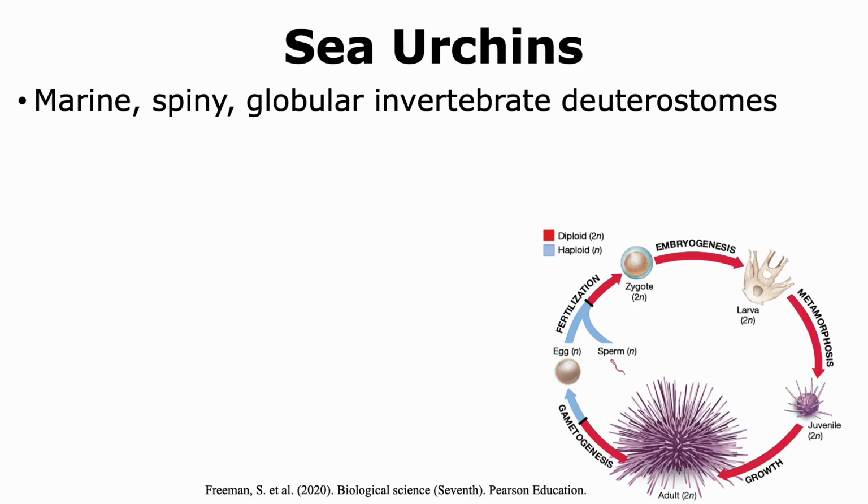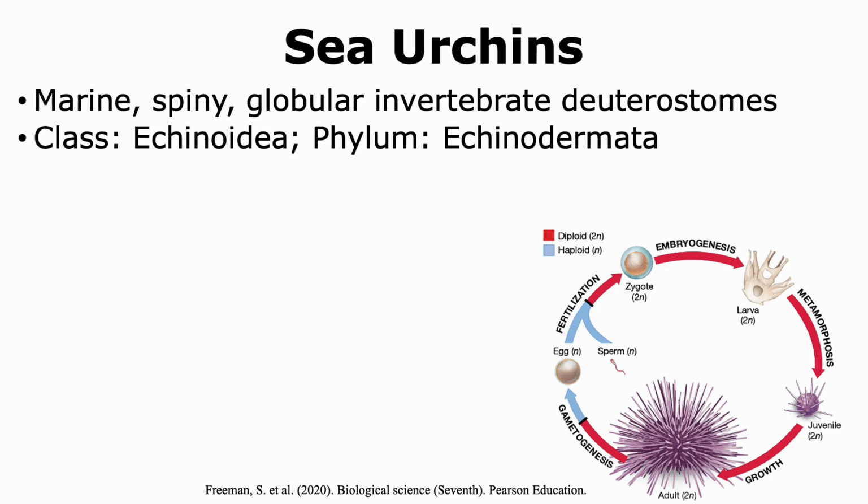Sea urchins are marine, spiny, globular invertebrates. They are deuterostomes that belong to the class of Echinoidea that comes under the phylum of Echinodermata. Other organisms that also come under the phylum of Echinodermata are starfish.